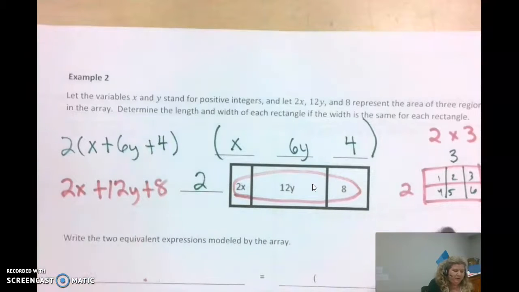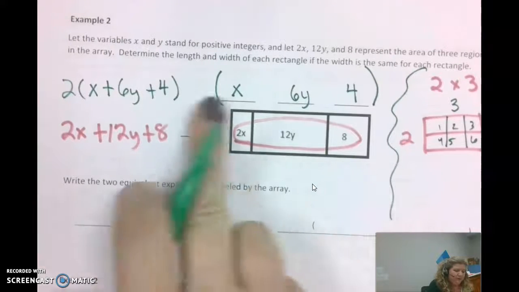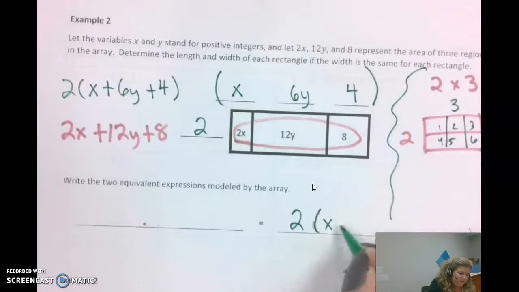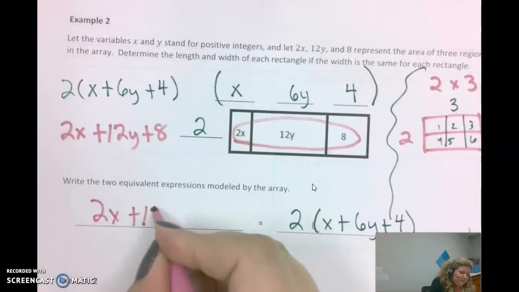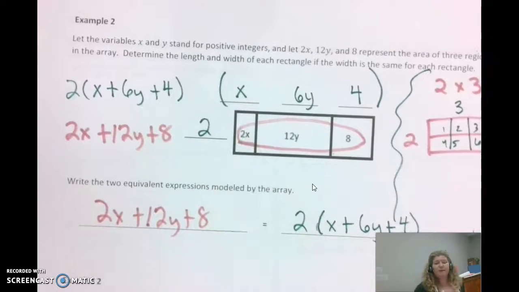So taking it back here, you have 2 times 3, which is also equal to 6. And this was just an example from previous learning. And the 2 equivalent expressions modeled by the array would be 2 times the quantity x plus 6y plus 4, and 2x plus 12y plus 8. So this array is just a way to organize and maybe even help you understand the process a little better. All right.